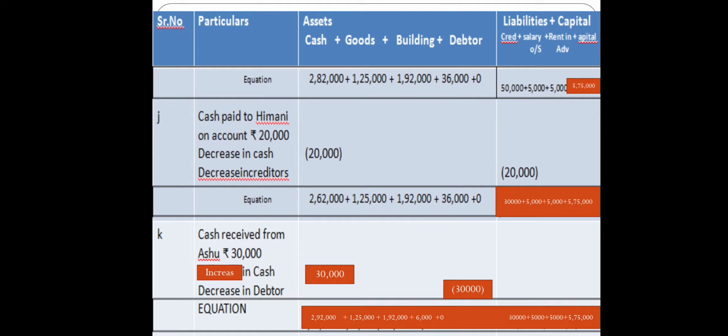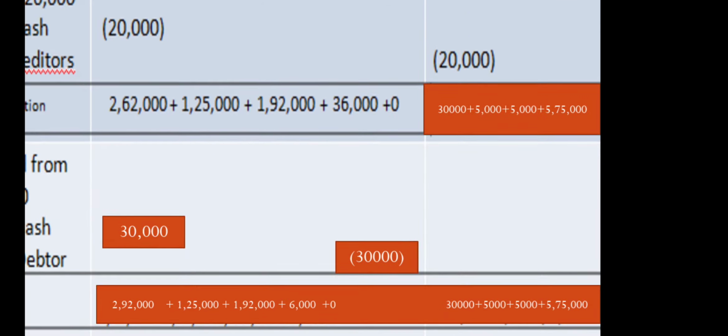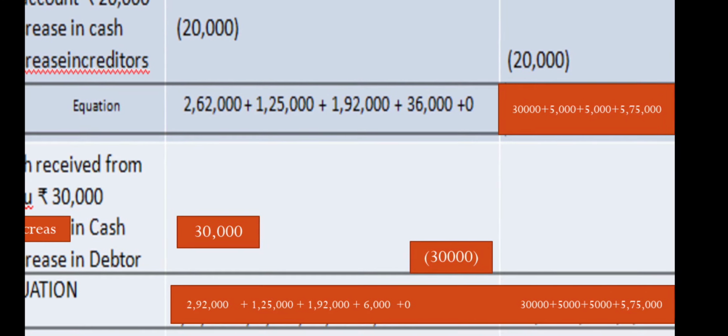So the ultimate equation will be set up, and finally we get the answer like this: 2,92,000 plus 1,25,000 plus 1,92,000. From 36,000 we will minus 30,000, so 6,000 plus 0.